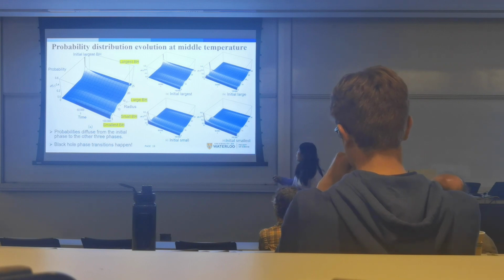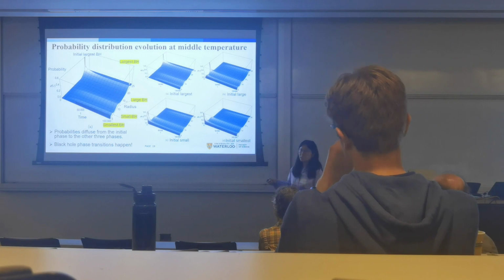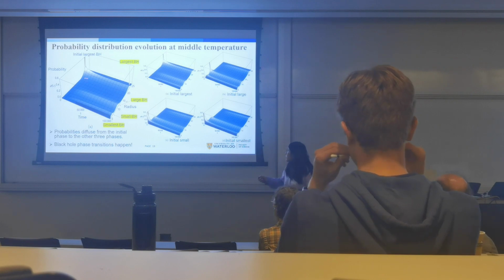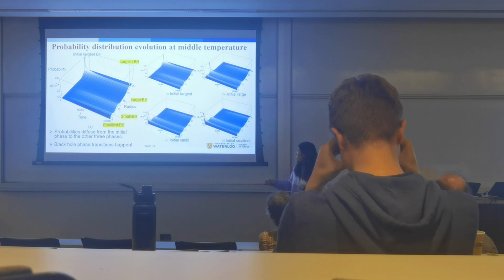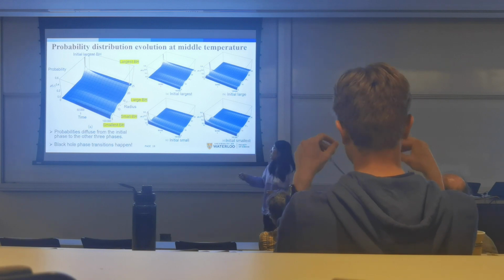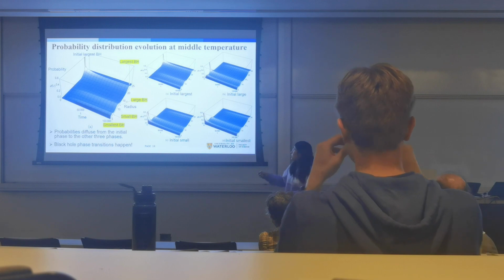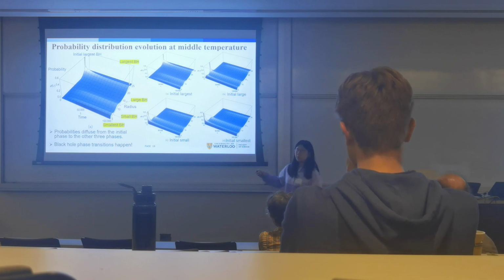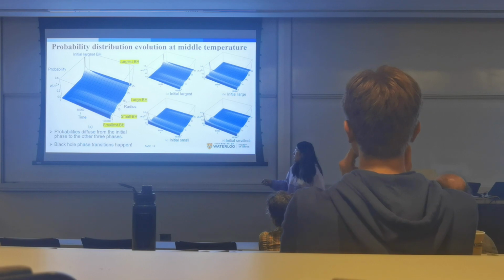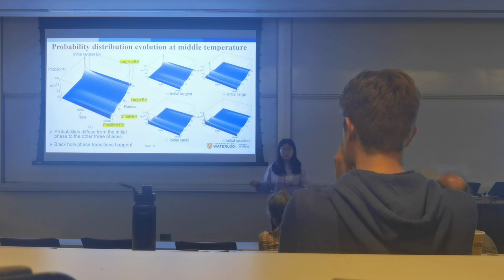For example, this figure shows the time evolution for the probability distribution function at the middle temperature, so it is at the quadruple point temperature. As we can see, this direction is the time direction, and this direction is the horizon radius direction. So this means the smallest black hole, this means the small black hole, this is the large black hole, this is the largest black hole. And the z-axis is the probability. As we can see, if the initial state is the largest black hole, as time goes by, the probability for the initial largest black hole will decrease, while the probability for the other three states will increase. So this means that the probability will diffuse from the initial largest black hole to the other three stable phases. So this means that black hole phase transitions can indeed happen.